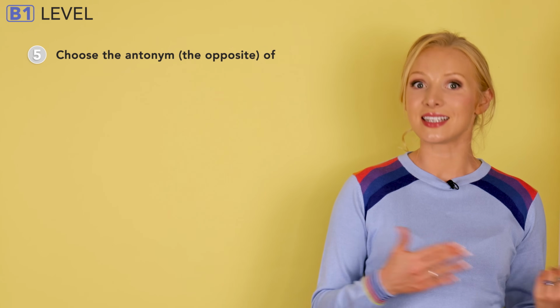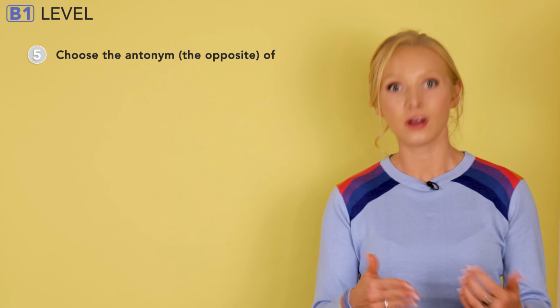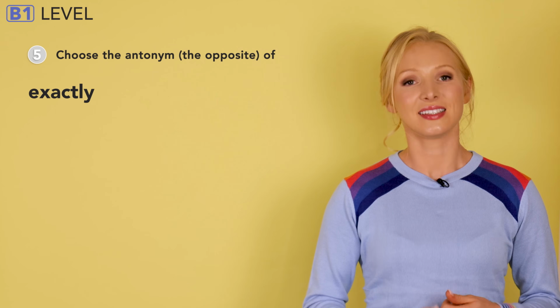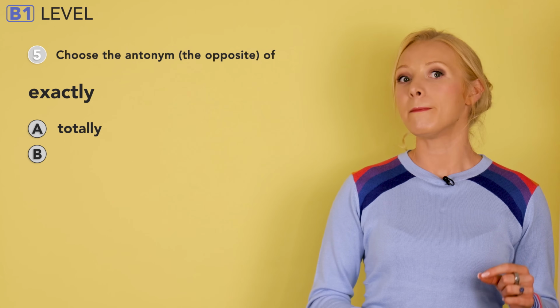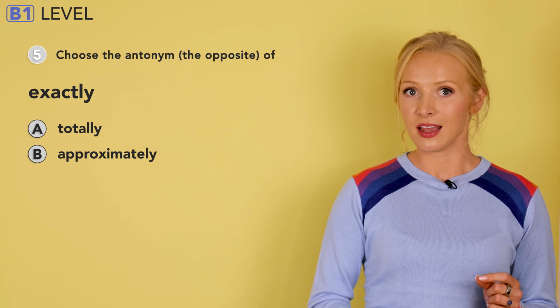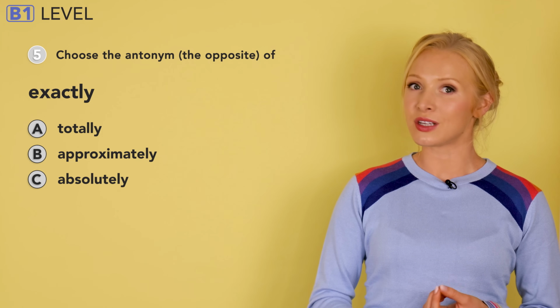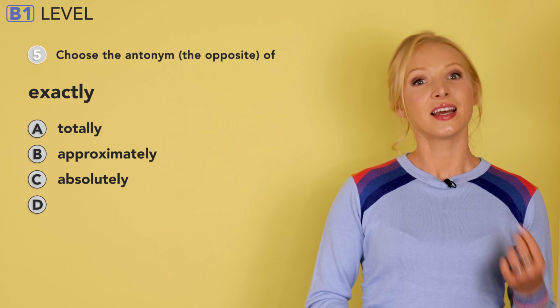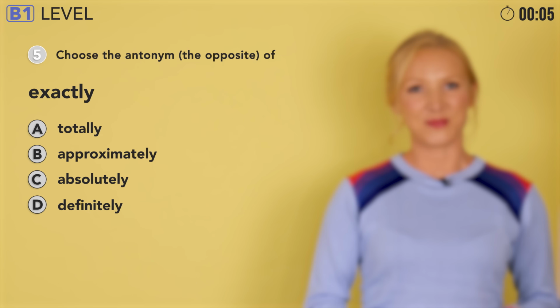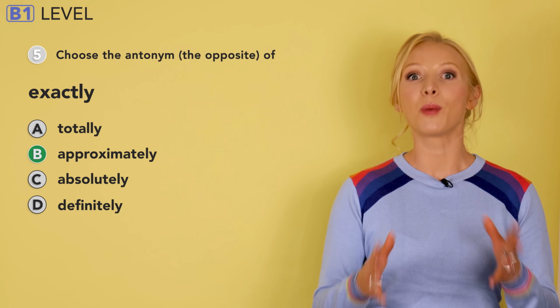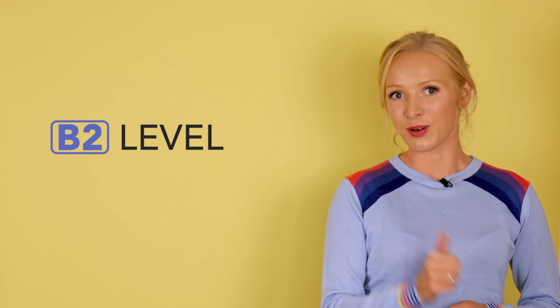Let's do number 5. Which word is an antonym, the opposite, of exactly? Is it A, totally, B, approximately, C, absolutely, or D, definitely? It should be B, approximately. Okay, that was B1. How many did you get out of 5? Are you ready to move up to B2?